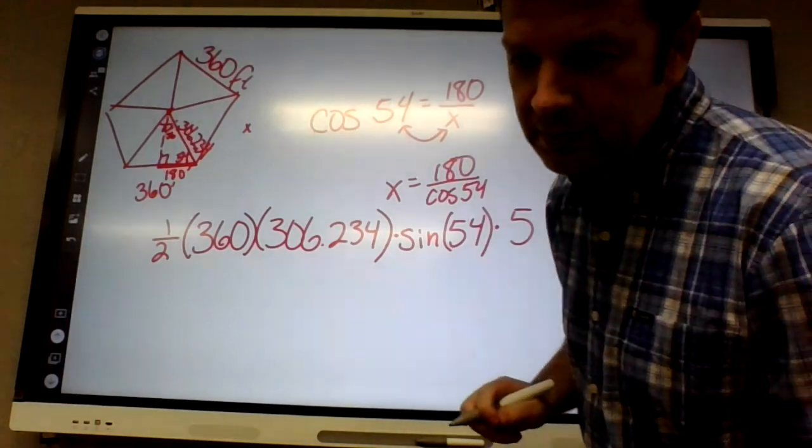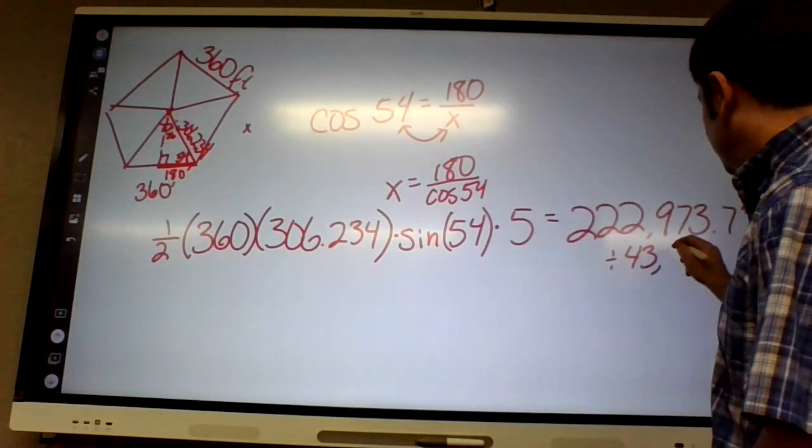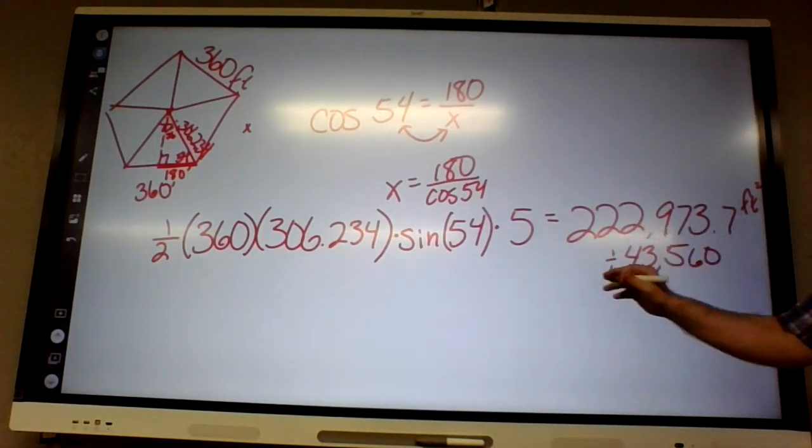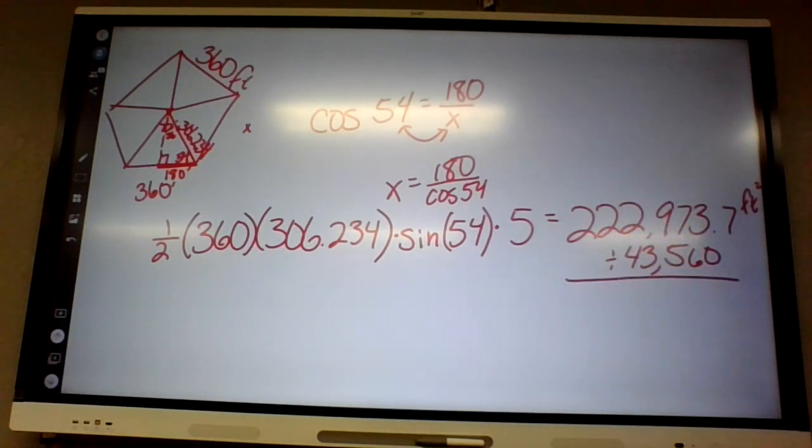So if this is the last number on your calculator, all you have to do is hit divide by 43,560. What is it? It is 5.1. Okay, we'll stop there. So 5.1 acres.